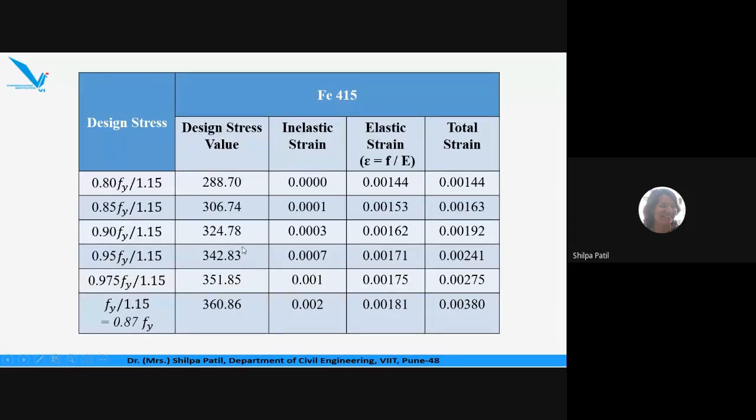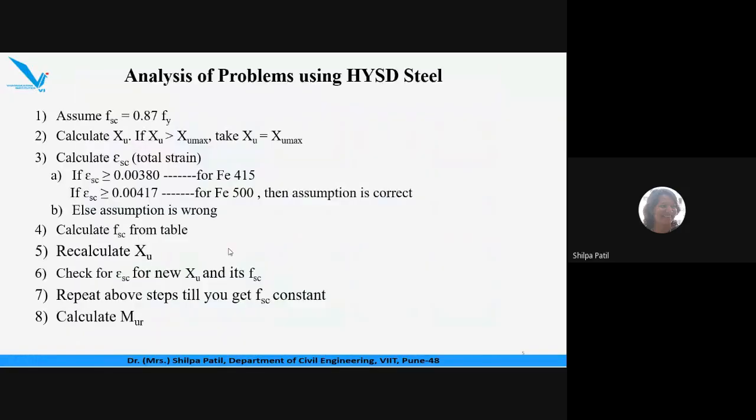After interpolation, I will get the FSC value, which will be between these two values, that is 324 and 342. Once I calculate the correct FSC value, again I have to recalculate XU. Then again I have to calculate epsilon SC, because XU is also in the epsilon SC formula. Again we have to check epsilon SC with this criterion. If it is coming less than 0.0038, again we have to calculate FSC.